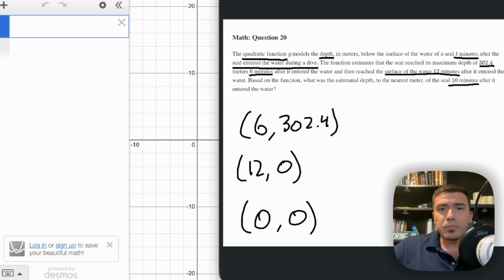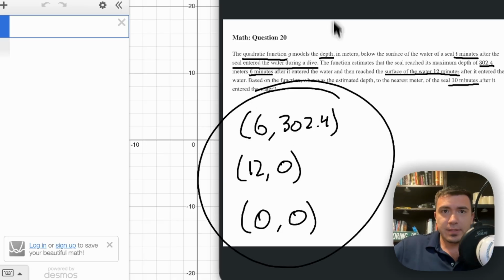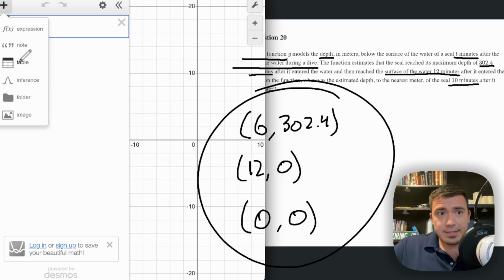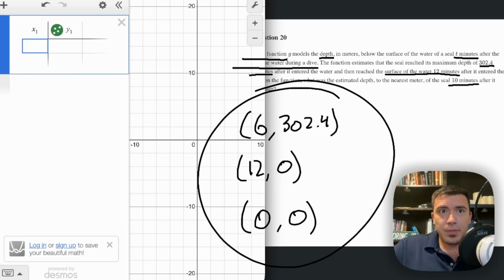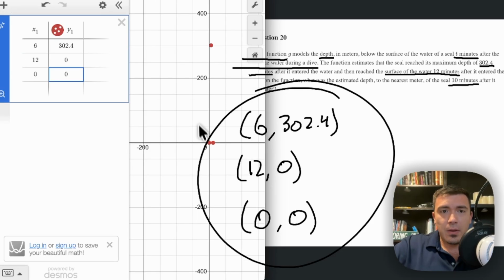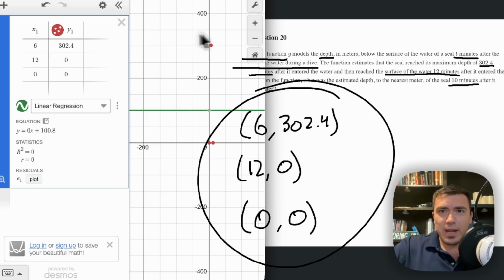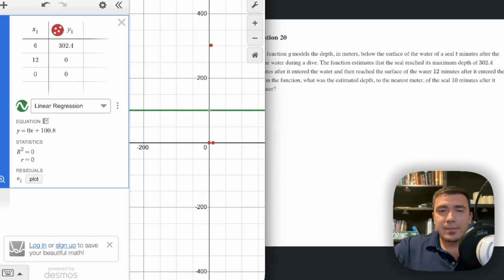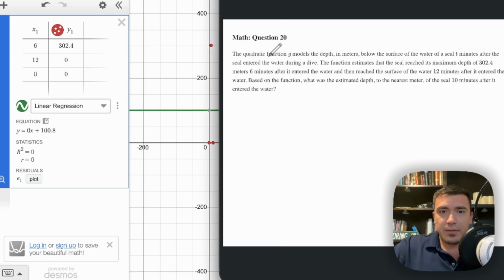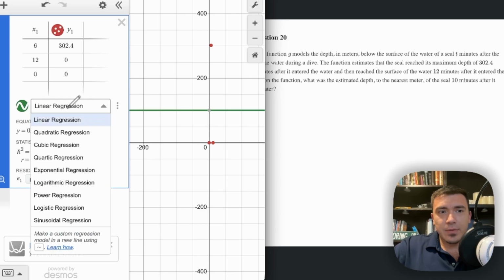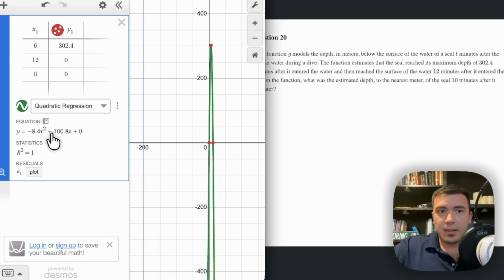All right, so now that I have 3 points, I can just go to Desmos and add a table, and then I can input those values into my table. I'll get my points right here. I will tap add regression, but when I add my regression, I need to be careful because this is a quadratic function. So I need to tell Desmos that I'm dealing with a quadratic regression. So now I can correctly connect the points and give me the proper equation.